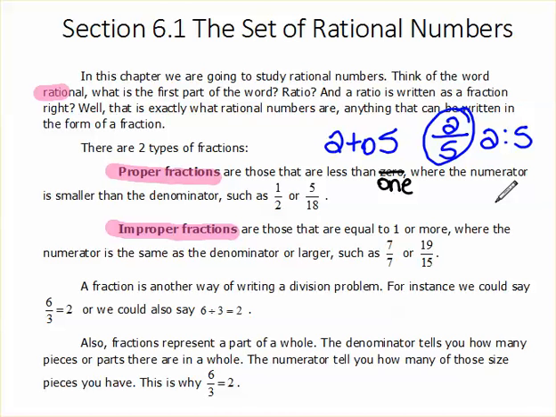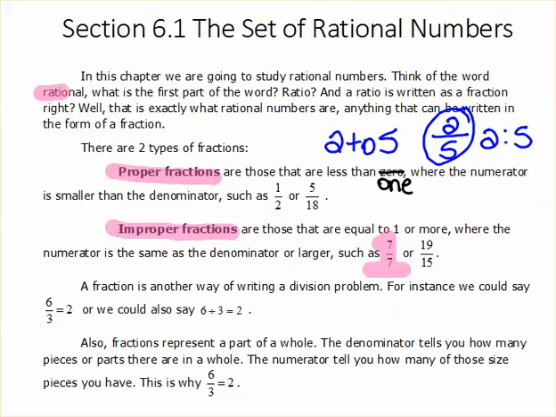Improper fractions are always equal to 1 or bigger. So in that case, we're looking at fractions where the numerator is the same as the denominator. In that case, it would be a 1. For instance, this 7 over 7 is really just a big old 1. Or the numerator is larger than the denominator, which would mean that we have more than 1.